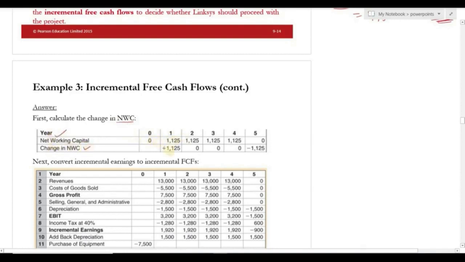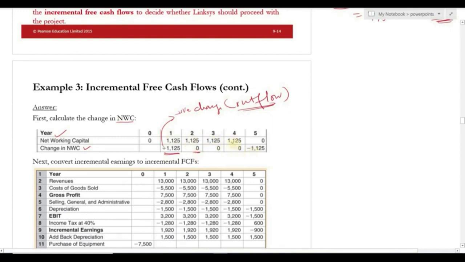From 0 to 1, it is a positive change. It means it will be plus 1125. It is a positive change. Remember, this positive means positive change. Positive change means an outflow. It should be an outflow. It should be a cost. And from 1 to 2, there is no change, 0. From 2 to 3, no change, 0.